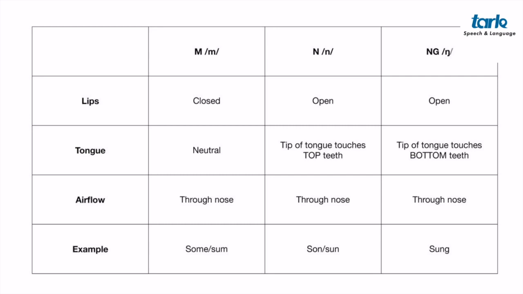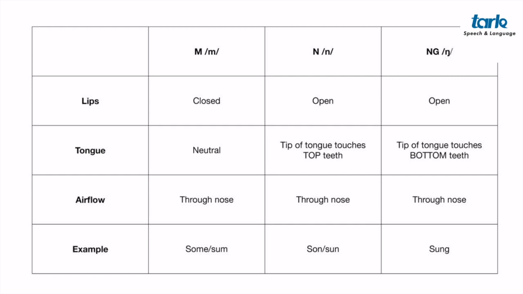And here are some examples. Some, that's the M sound. Sun is the N sound. And sung is the NG sound. So again, we have some, sun, sung.